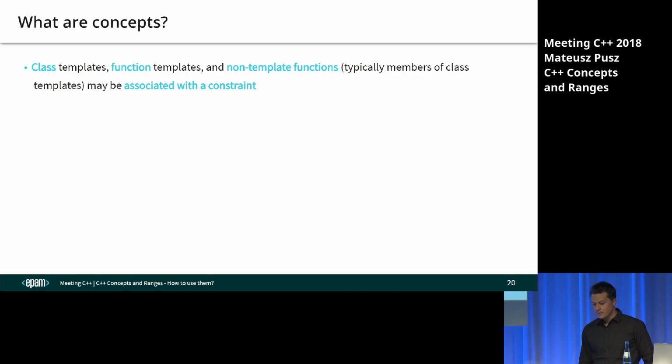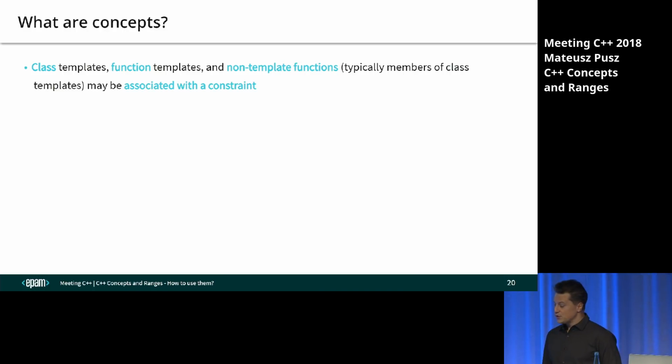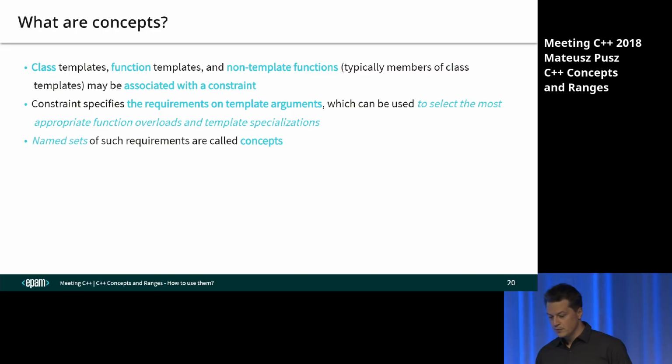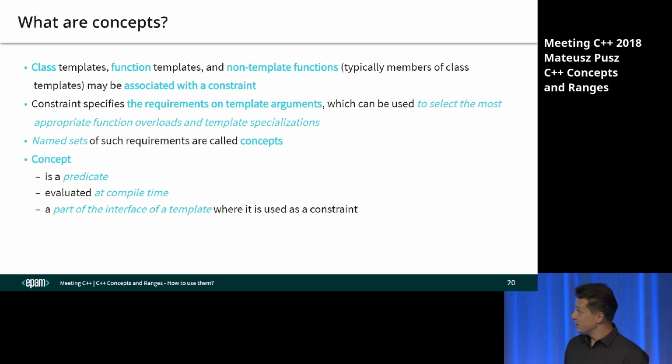What are concepts? Class templates, function templates, and non-template functions may be associated with a constraint. Constraints specify the requirements on the template arguments, which can then be used to select the proper overload during overload resolution or template specialization. A named set of such requirements is called a concept. A concept is a predicate that is convertible to bool, evaluated at compile time, and is a part of the interface of a template, which is an important part here.